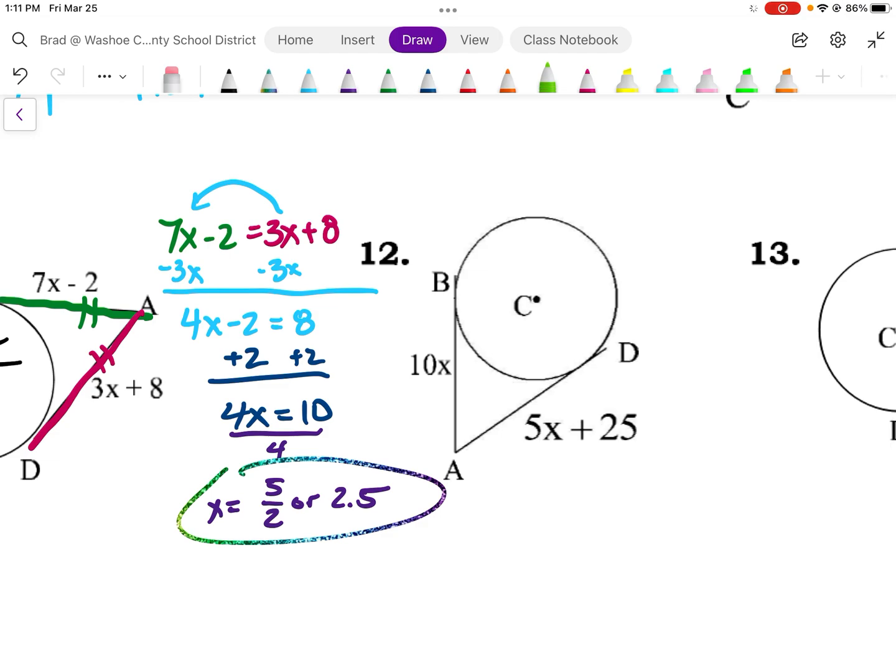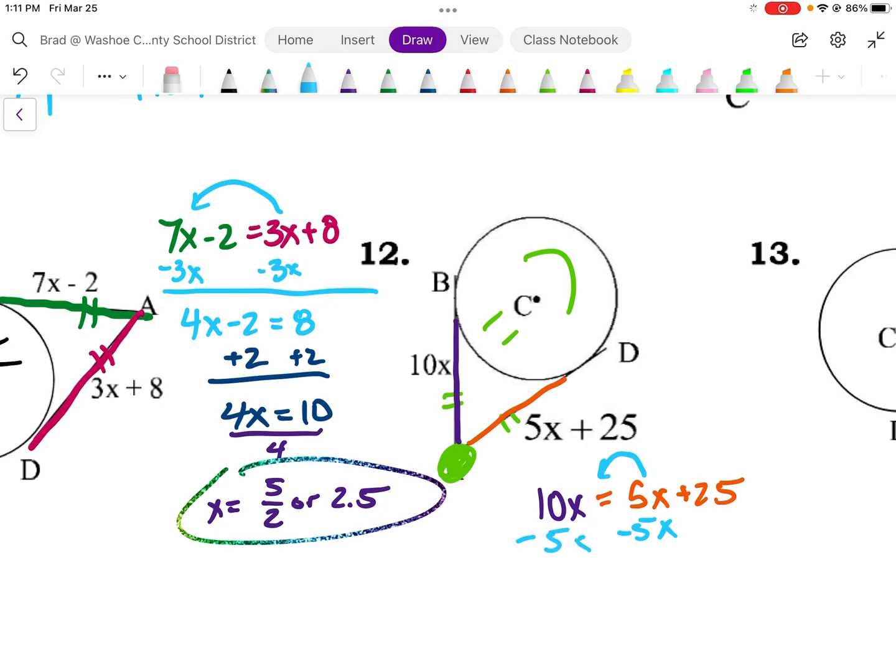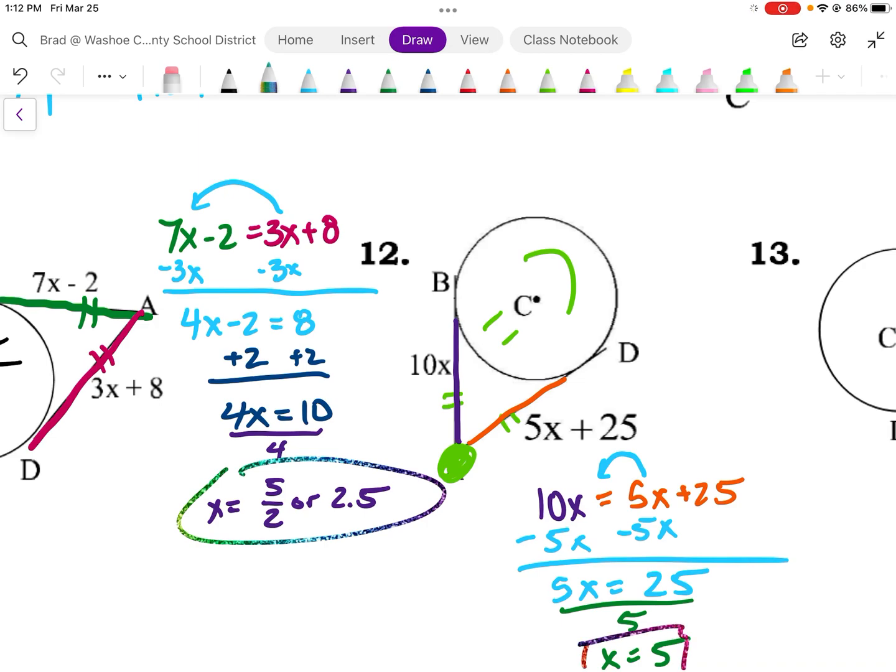So next one, we have a party hat again. Party hat, woo! Living the high life here in geometry. So this part, this 10x, is going to be equal to this part here, which is going to be the 5x plus 25. So when I move that over, I get minus 5x, and I get 5x is equal to 25. So when I divide both sides here by 5, we're going to get x is equal to 5. A much better number here.